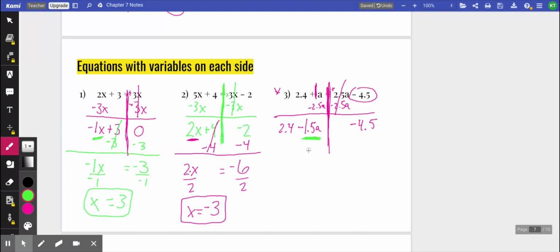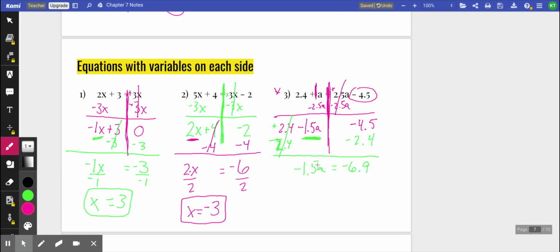So my variable term is on the left. It's negative 1.5a. And I want to get rid of, right, that's understood to be a positive 2.4. So I'm going to subtract 2.4. So when we do that, right, the positive 2.4 and the negative 2.4 cancel. Bring down the sign with it. It's a negative 1.5a. Here we have negative 4.5 minus 2.4. That's going to be negative 6.9.